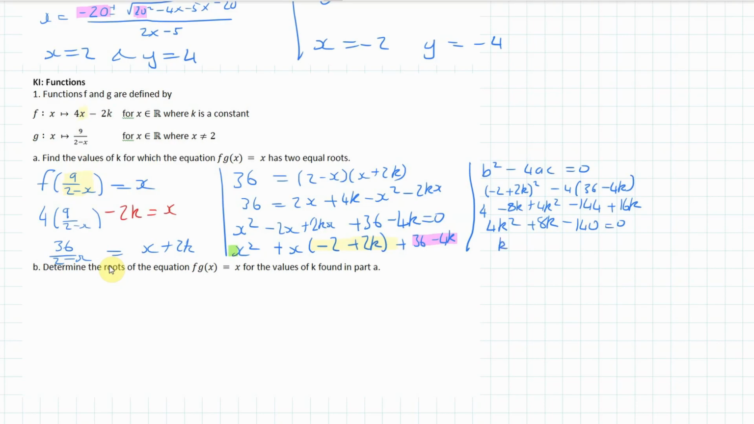So k squared plus 2k minus 35 equals 0. And so factors of 35 that add to... Okay, so k plus 7, k minus 5, and therefore k equals negative 7 or 5. So we're good on that one. Now determine the roots of the equation for the values of k that we've just found. Okay, so let's try that.